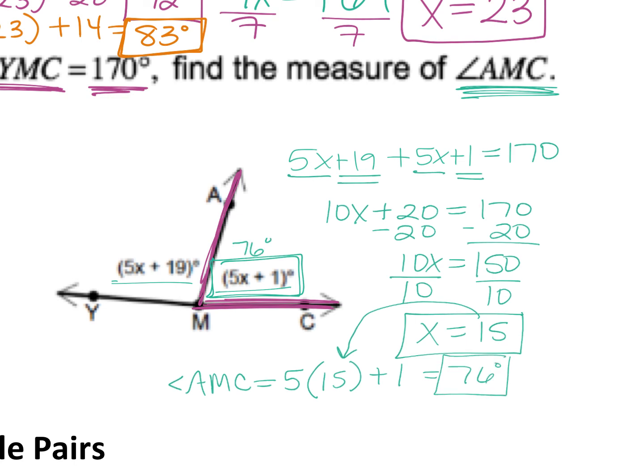Okay, so if this is 76 and this is 170, what is that, 94? So 5 times 15 plus 19 is 94. So then you can check it. That does equal 170. So then you know you got the right answer. Okay? Questions on that?